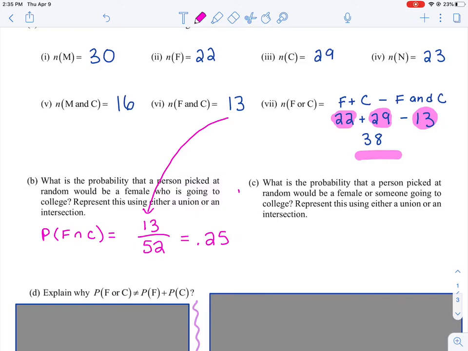What is the probability that a person picked at random would be a female or someone who goes to college? Again, they're asking now for a probability. When I'm finding a probability, I need to divide by the total number of people. So I'm going to do probability of female or college. And for this, I'm going to use this number. There are 38 students in there. I don't need to calculate that again. I already know how many students fall in that scenario. And I'm going to divide by the total, which is 52, and that's equal to 0.73. Again, you could leave it as a fraction or decimal.